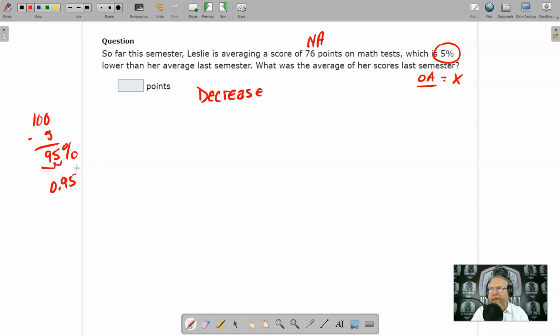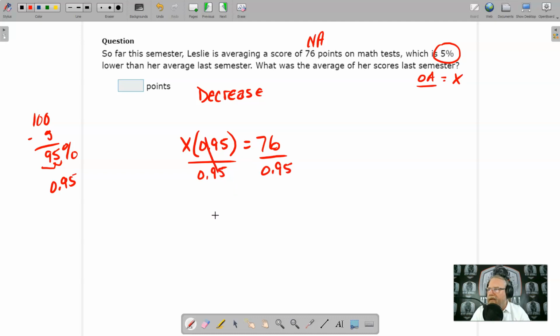Drop the percent sign. So the original amount times the amount she gets to keep, which is 0.95, is going to equal the new amount, which we know is 76. So one-step equation, right? Let's divide by that 0.95. Oh, that's not the 5, it's 95. What we do to one side, we're going to do to the other.